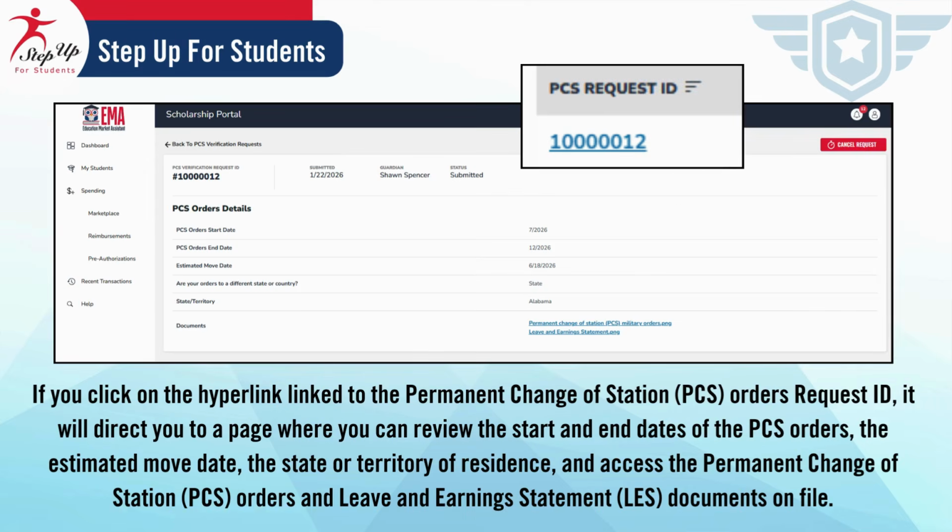By clicking on the hyperlink associated with the Permanent Change of Station, PCS, Orders Request ID, you will be taken to a page where you can review the start and end dates of the PCS orders. Check the estimated move date. See the state or territory of residence. Access the Permanent Change of Station, PCS, Orders and Leave and Earning Statement, LES, documents on file.